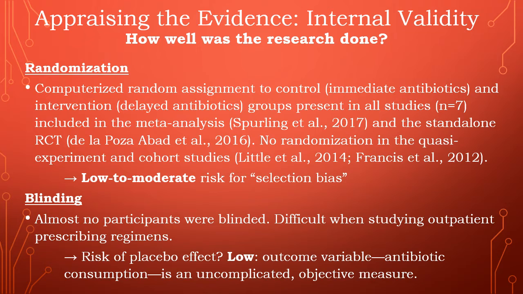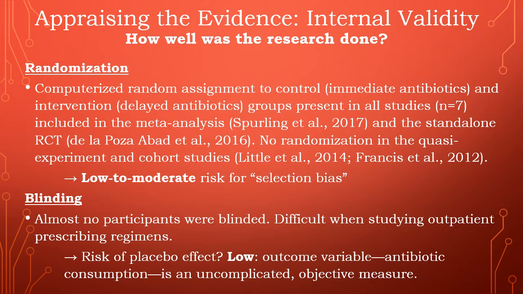So, in any study, we would love the various independent variable groups, in this case, patients that received a delayed antibiotic prescription and patients that received an immediate prescription, to be exactly the same. And the gold standard of ensuring that these two groups are as similar as possible is randomization.